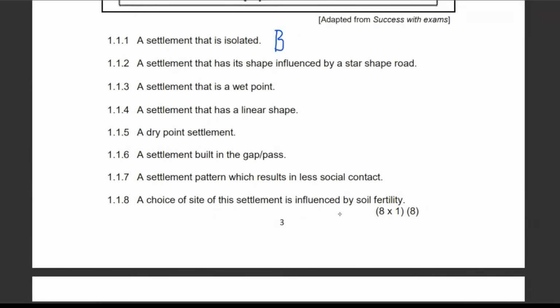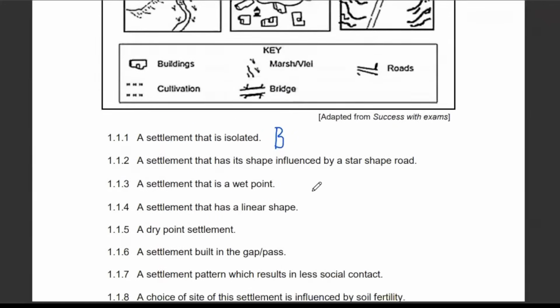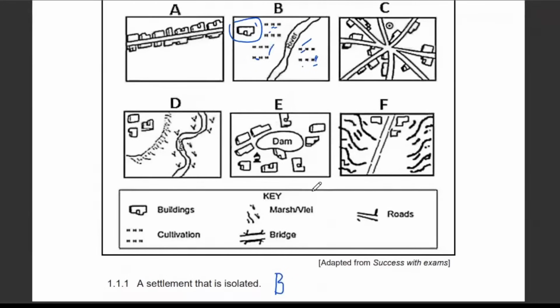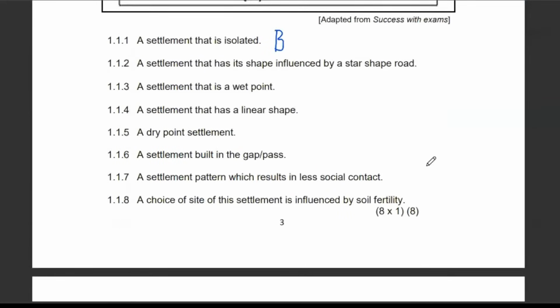Right, we move on to the next question: a settlement that has its shape influenced by a star shape. A star shape is a stellar settlement. So if we look at these settlements, we find that this is a star. You can see how these roads are intersecting with one another. They give us the shape of a star. You can see this intersection here. And the buildings are located in such a way that they are influenced by the star shape of that particular settlement. So the correct response for that one is C.